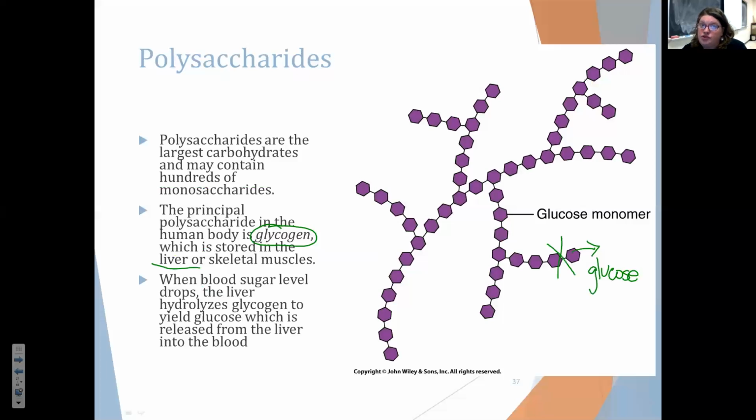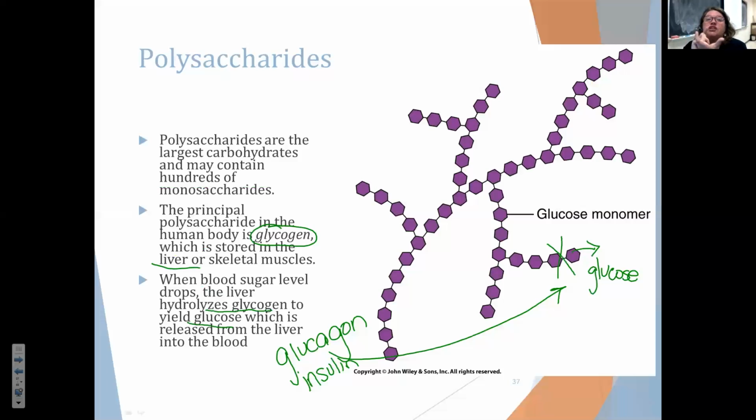We have two hormones that control this process that we're going to talk about. One is the hormone glucagon. Glucagon causes the release of glucose from glycogen in the liver. So when blood sugar levels fall, the liver hydrolyzes that glycogen to yield glucose. The other hormone is insulin. When blood glucose levels are high, insulin facilitates the taking up of glucose into muscle and the liver for storage.